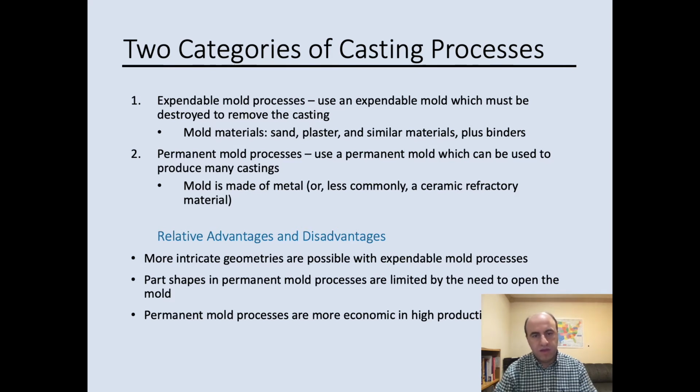And there are some advantages and disadvantages for each process. If you want to make an intricate geometry, you should go with the expendable mold process, because later on you can destroy the mold and then obtain the casting. The part shape in the permanent mold process is limited because we need to open the mold.